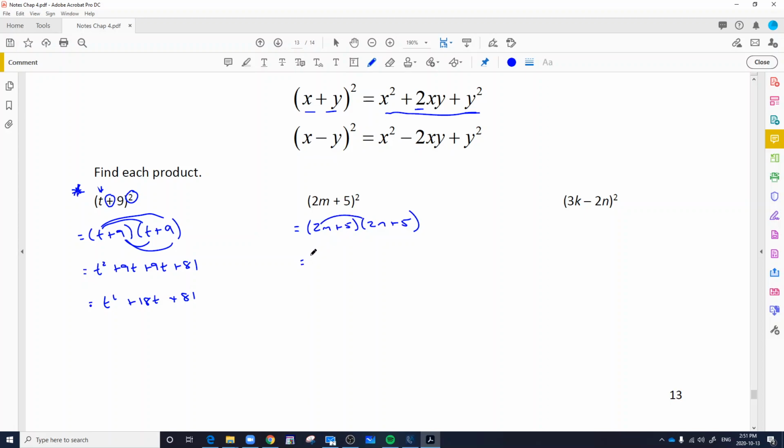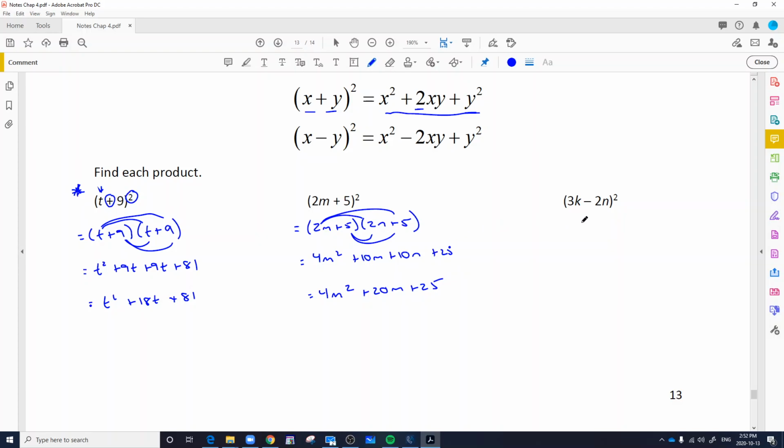So you get 2m times 2m is 4m squared. 2m times 5 is plus 10m. Again, plus 10m. And then 5 times 5 is 25. You get 4m squared plus 20m plus 25. No tips, no tricks, no anything.